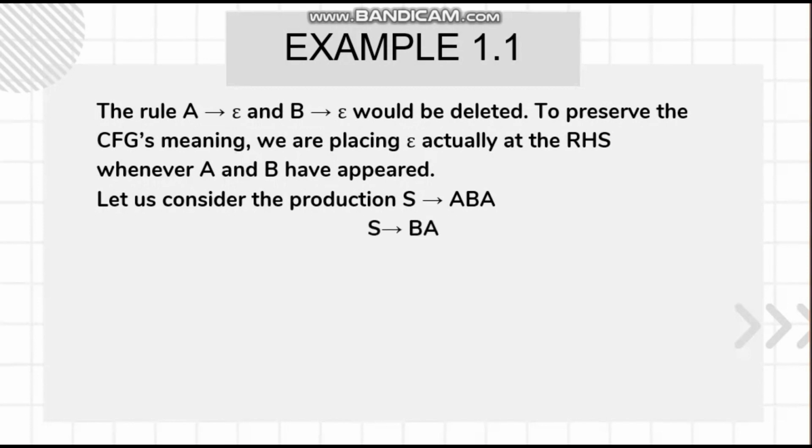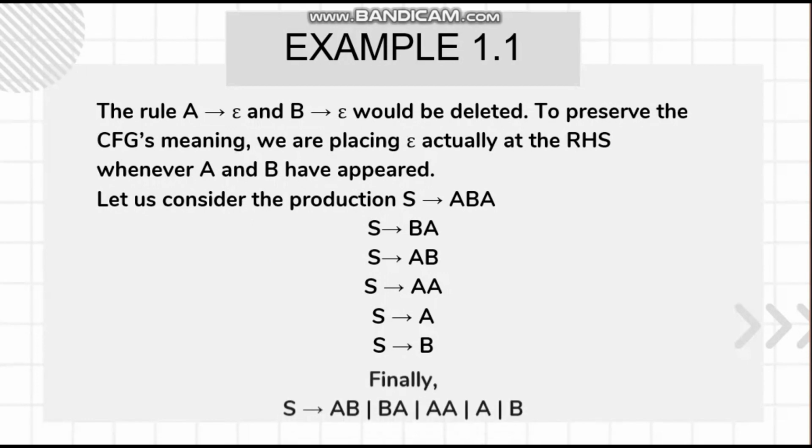Similarly, if the last A at RHS is epsilon, then we get S gives AB. If only B is epsilon, then we get S gives AA. If both A and B are epsilon, then we get S gives A. And then if both A are replaced by epsilon, then we get S gives B. Finally, we get that S gives AB, BA, AA, A or B.